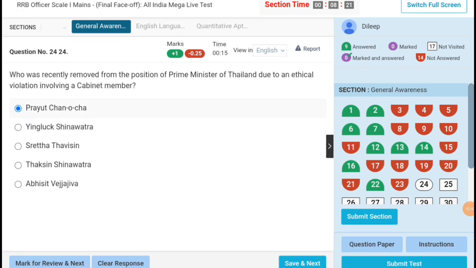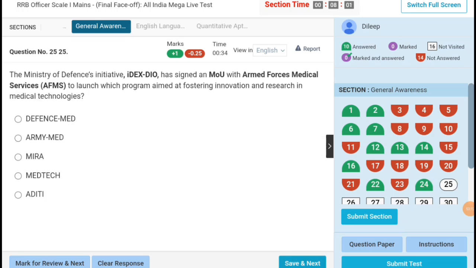I think Prayut Chan-o-cha, who was recently removed from the position of Prime Minister of Thailand due to an ethical violation involving a cabinet member. I have Shraddha Dvasin and IDX Armored Forces. Mid-tech, I think.